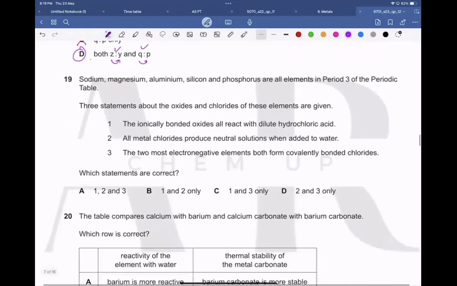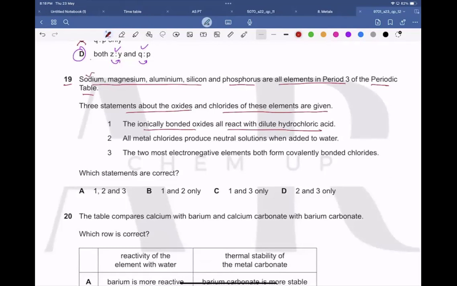Now question number 19. Sodium, magnesium, aluminum, silicon, and phosphorus are all elements in period 3 of the periodic table. Three statements about the oxides and chlorides of these elements are given. The ionically bonded oxides all react with dilute hydrochloric acid. So these three are all ionically bonded, and due to this, they all are basic. So they react with the acid, right? So they all three react with the acid. So yes, first statement is correct.